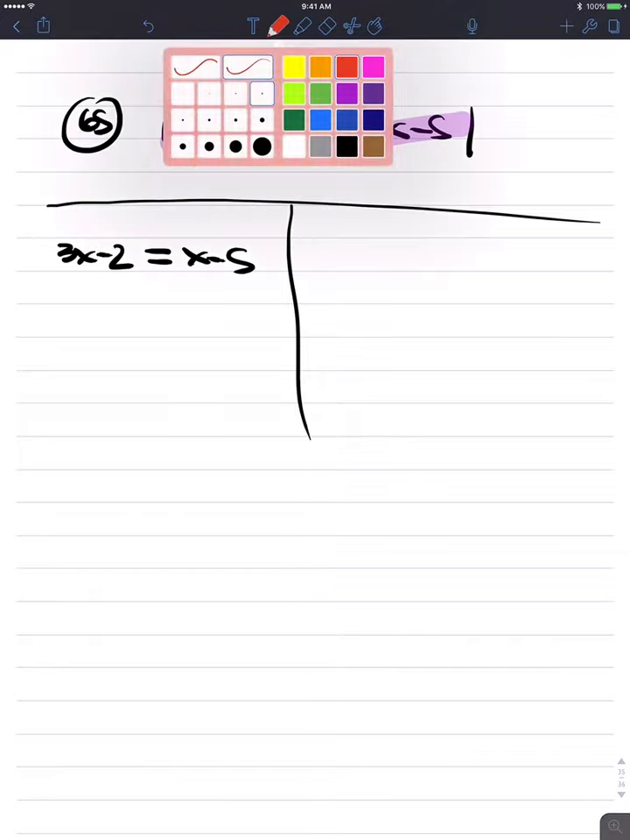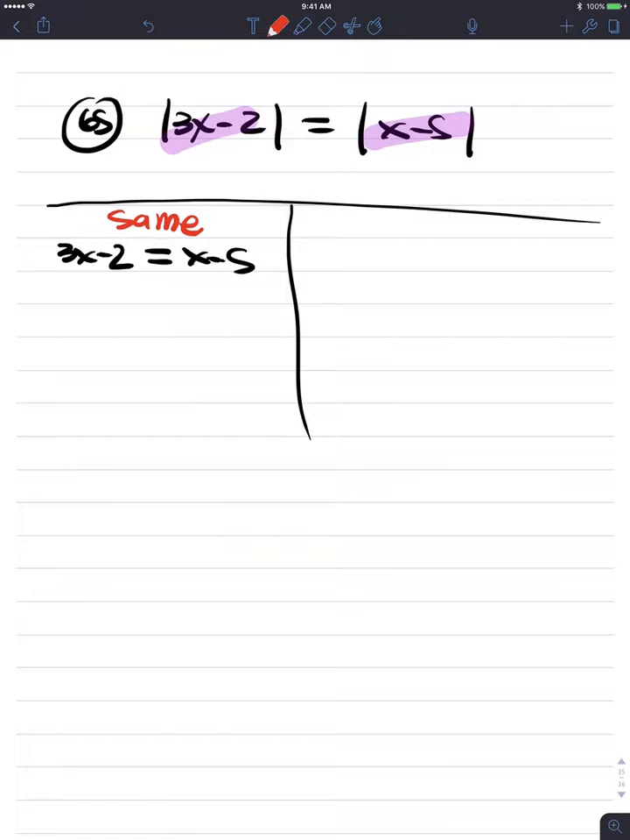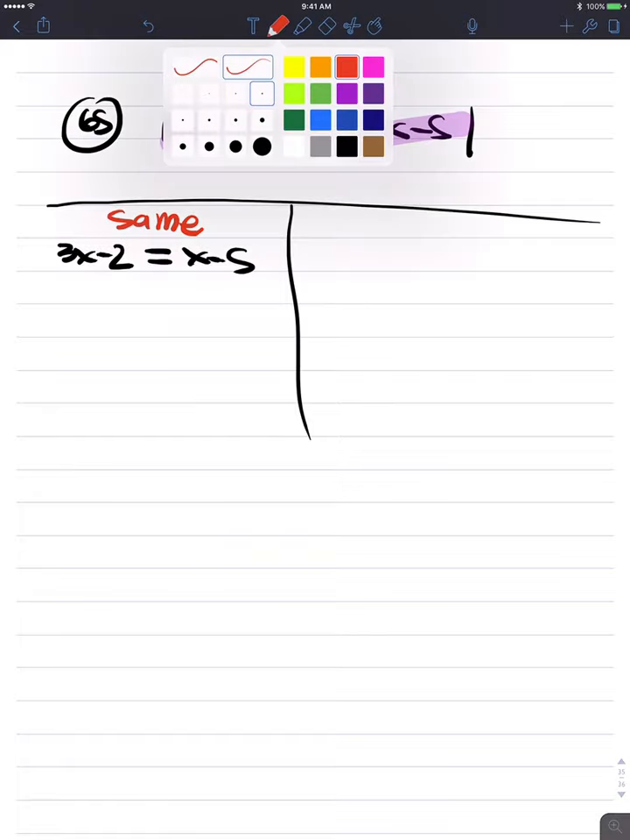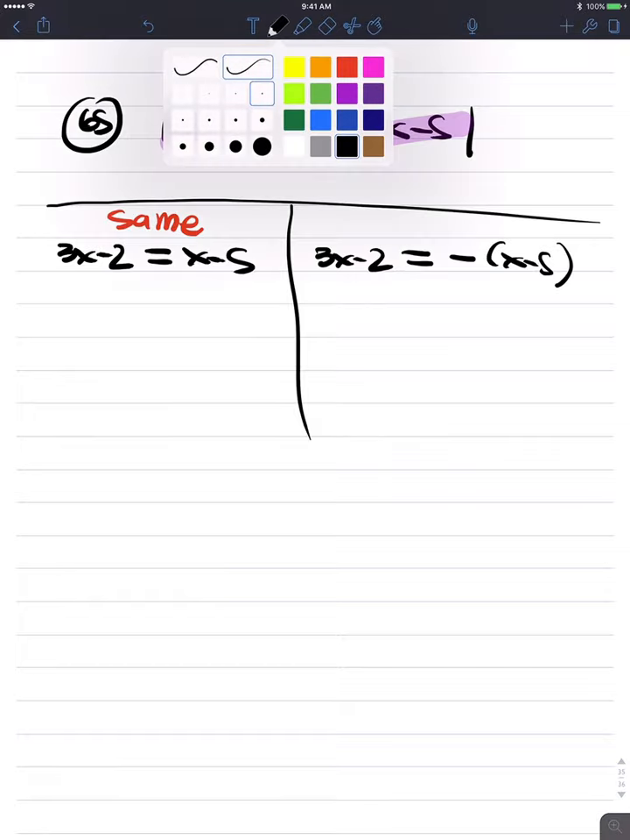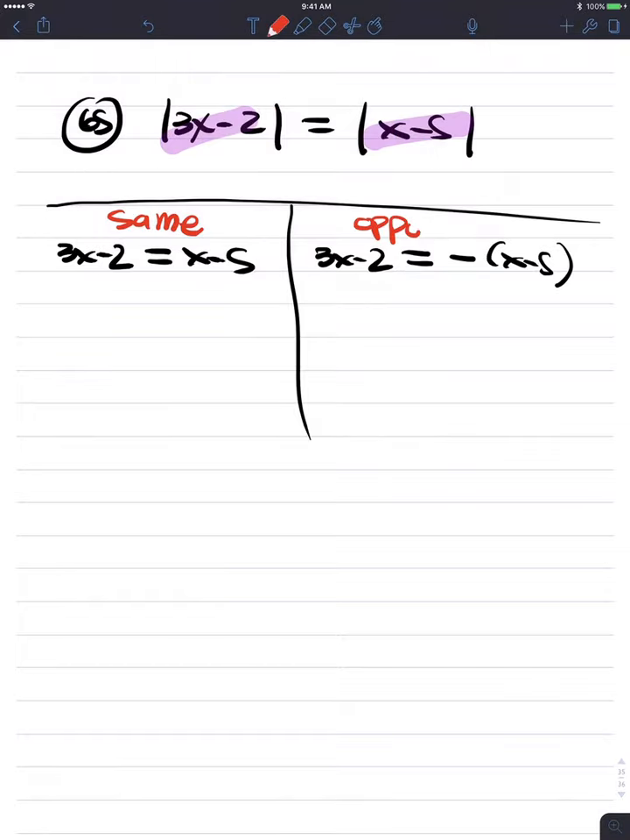This is the same. And in the other case, we have 3x minus 2 then is not just the same, but 3x minus 2 is opposite of x minus 5. Those are our two scenarios. That the only way we can have absolute values equal to each other is if they are the same values or if they are opposites. This is what we discussed in class. We now have to solve each one of these equations.